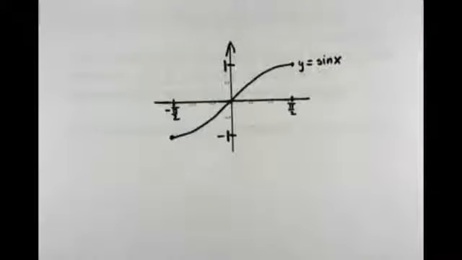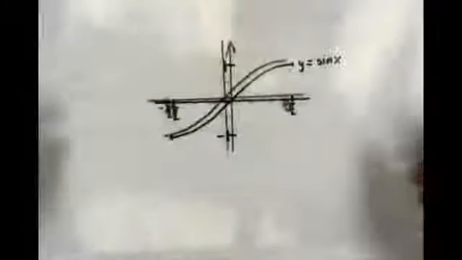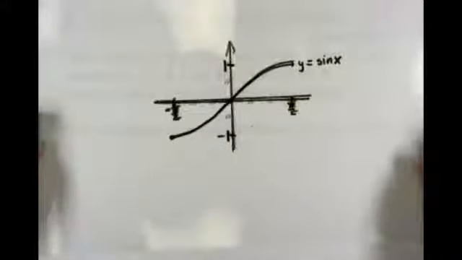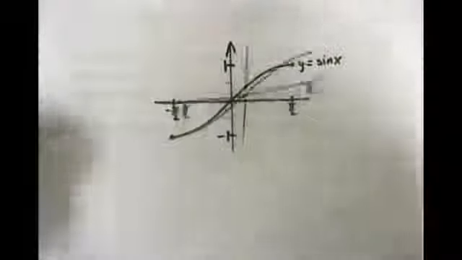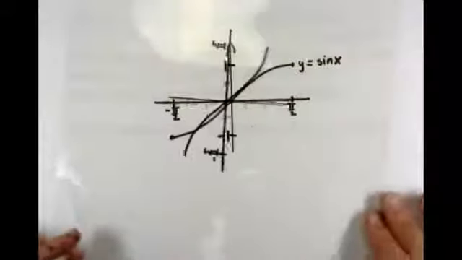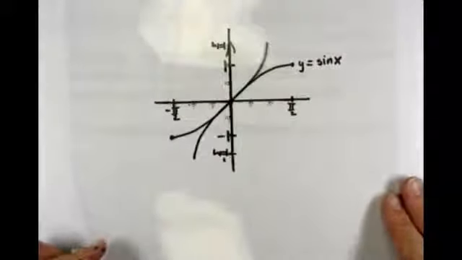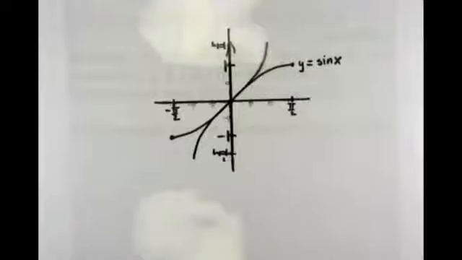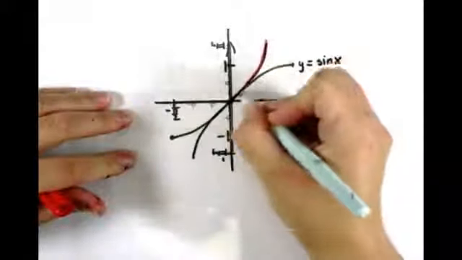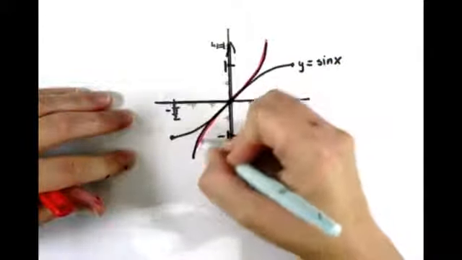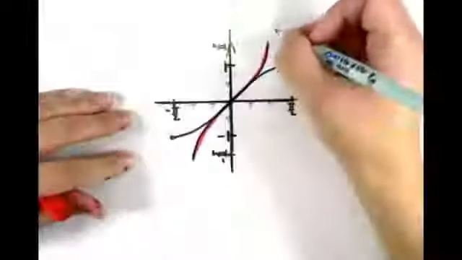And now I need to reflect this. I'm using the overheads. If I flip it over, here is my reflection. Okay, here is my reflection. So this graph, the red graph, is my sine inverse.